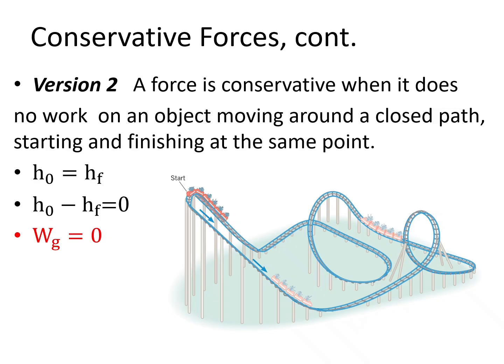The roller coaster path may look complicated, but if it returns to the same height, the positive work done on the way down is balanced by the negative work done on the way up. So the two definitions agree. Conservative work is path independent, and the work over a closed path is 0.